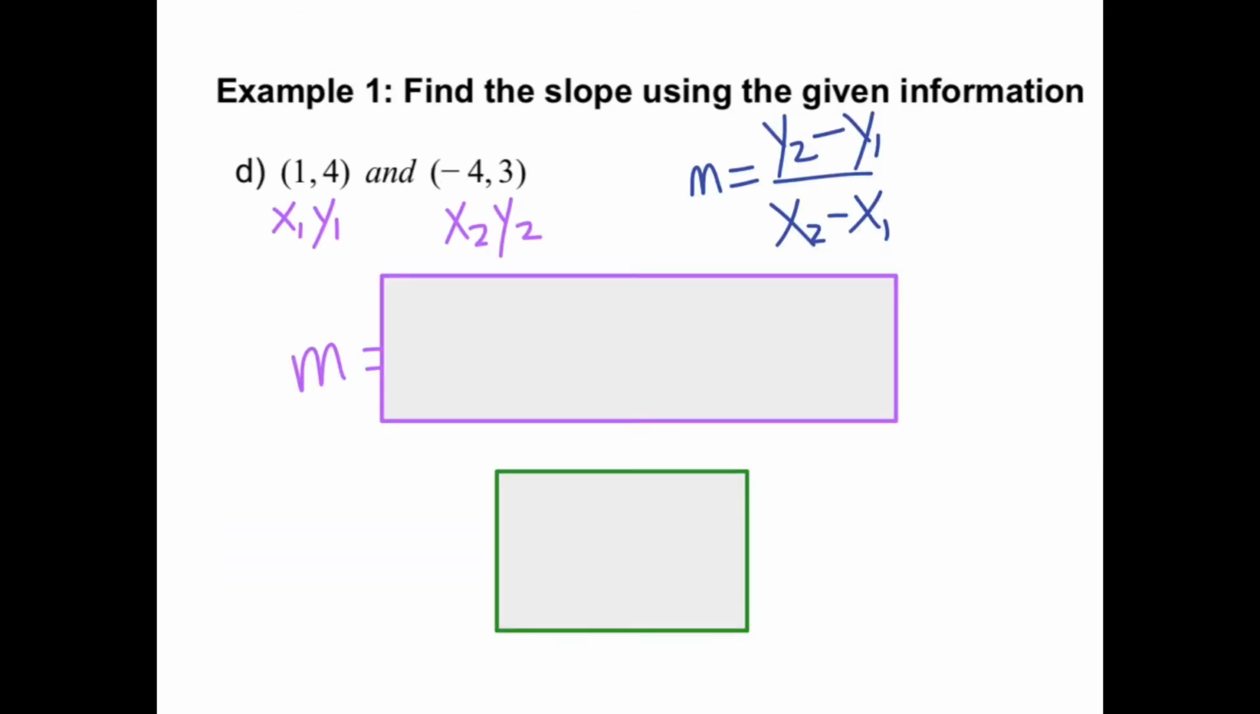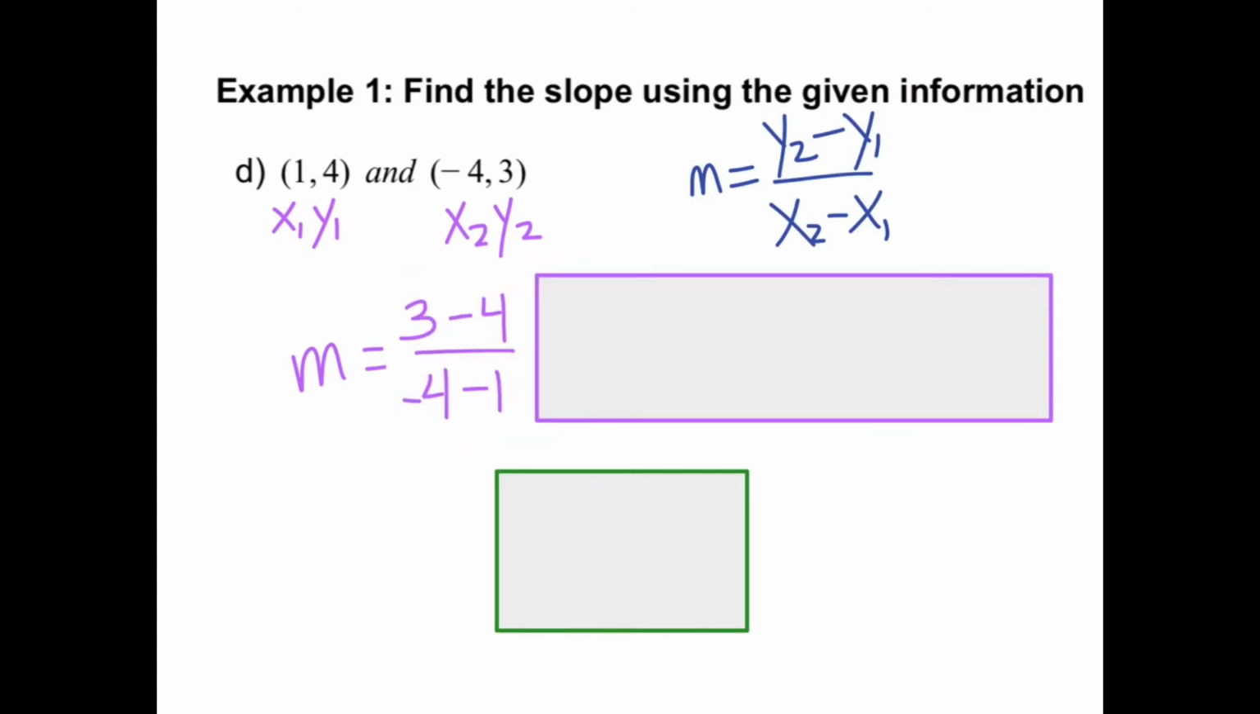Okay, looking at another example here. It's always nice to have the formula written in front of you so you know what you're referencing, and it's also nice to label your points with your little subscripts so that you know which ones go where in this formula. So based on that formula and how I've labeled my points, I'm going to do 3 minus 4 from 3 minus 4, and then on my x's it will be -4 minus 1. So 3 minus 4, -4 minus 1.